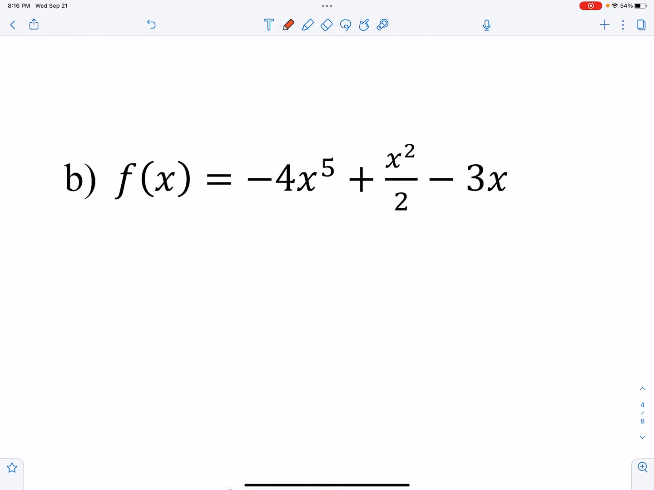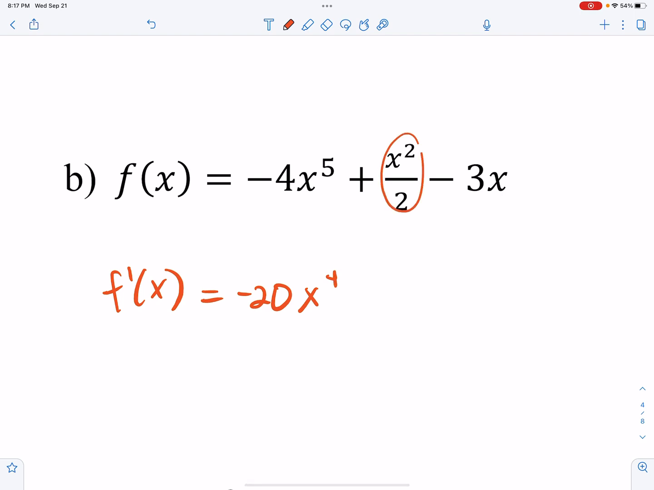Okay, and then to find f prime here, so the derivative of negative 4x to the 5th, that'll be negative 20x to the 4th. This is like having 1/2 as the coefficient to x squared. So 1/2 times 2 would be 1, and then subtracting 1 from the exponent just leaves us with x. And then minus, when we take the derivative of minus 3x, that'll just be minus 3.